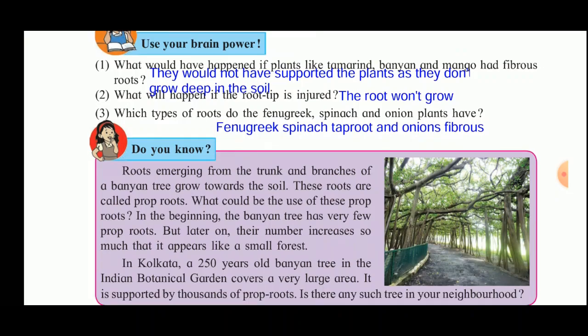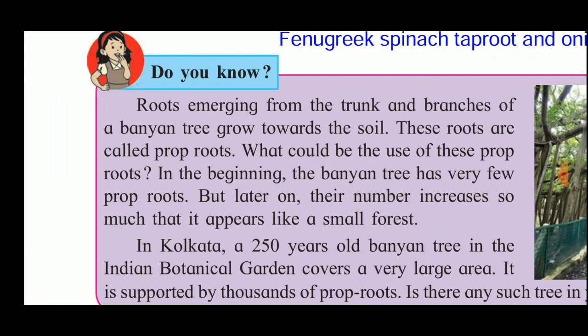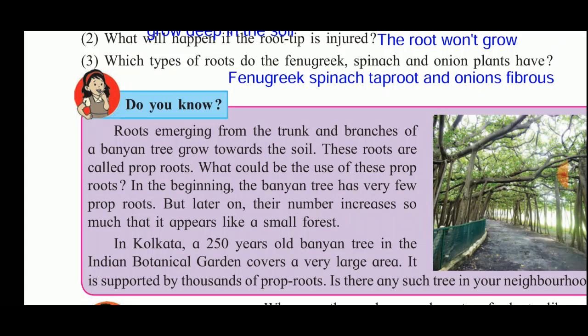Now, next we will see this one. Do you know this? The roots emerging from the trunk and branches of the banyan tree grow towards the soil. You must have seen the banyan tree. Its hanging roots are called prop roots. What would be the use of these prop roots? In the beginning, a banyan tree has very few prop roots. As time goes on, their number increases so much that it appears like a small forest. So what is the function of these prop roots? From the prop roots, they grow into the soil, and from that a new plant grows out.